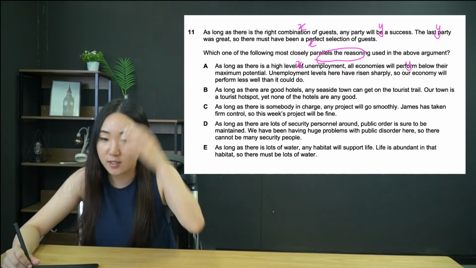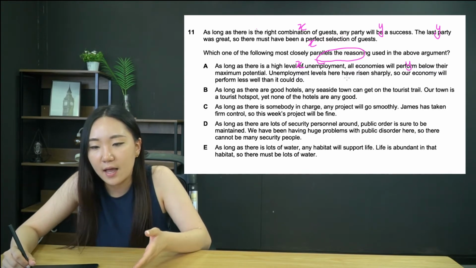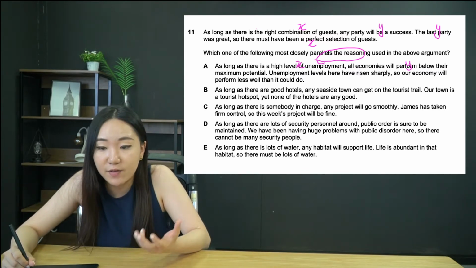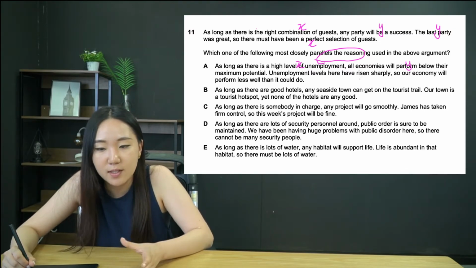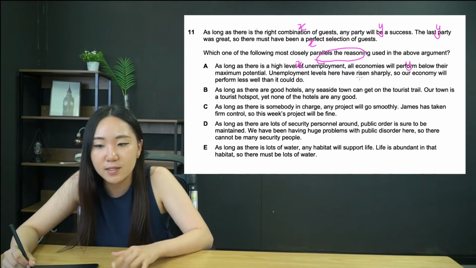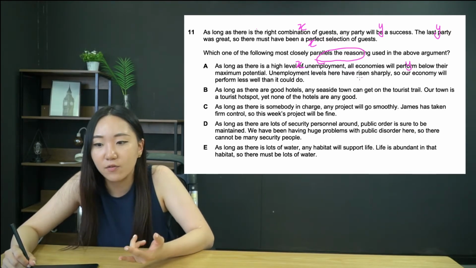"Unemployment levels here have risen sharply." That's not the same thing, because that means there has been an increasing amount of X, but it doesn't actually say if it's a high level or not. So you could have gone from 0% unemployment to 5%. That would still be a sharp rise, but not necessarily a high level of unemployment.